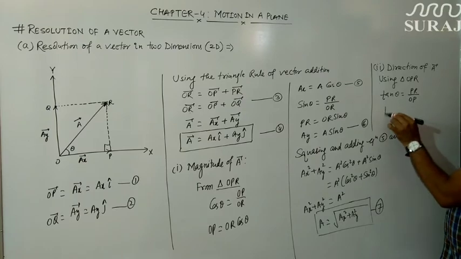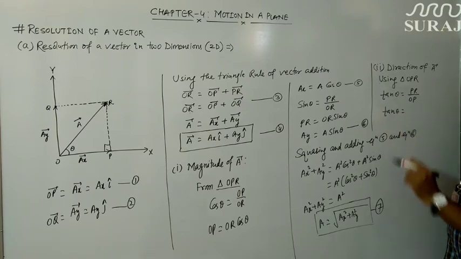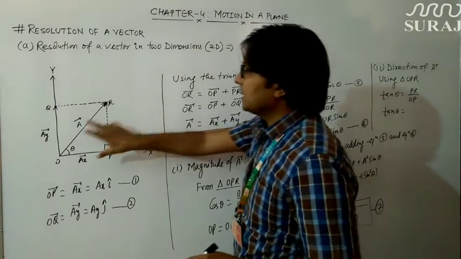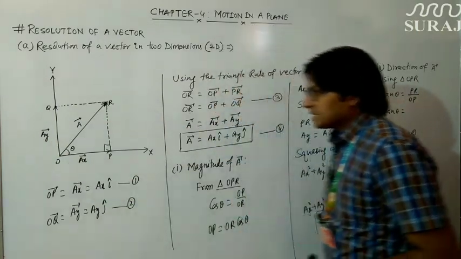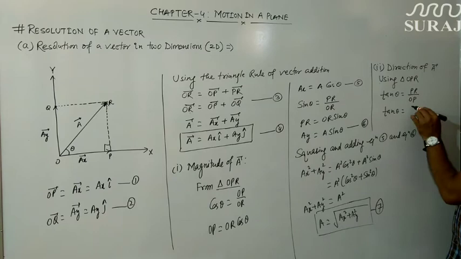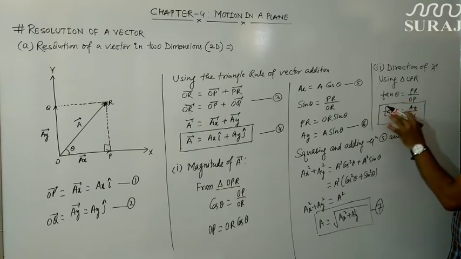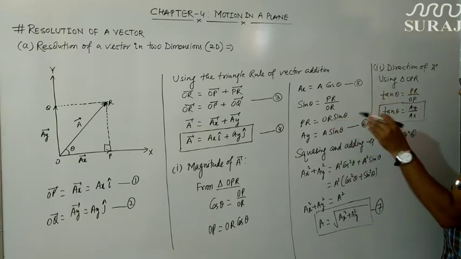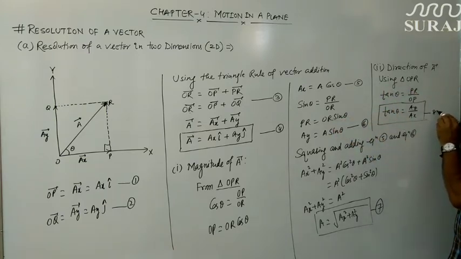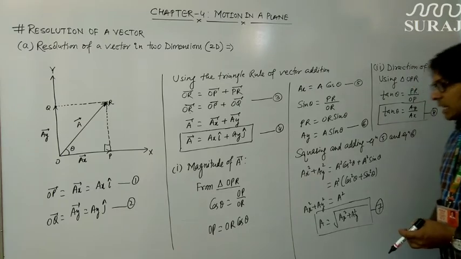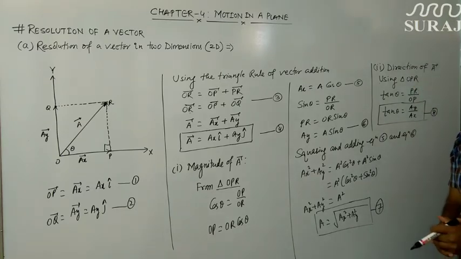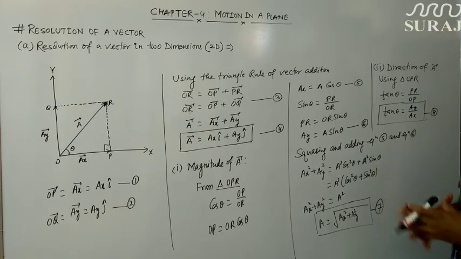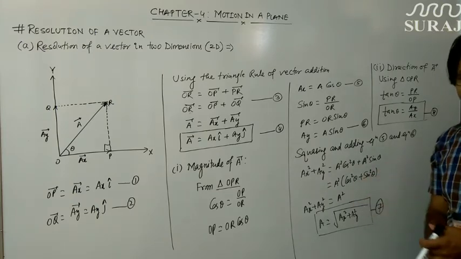And from here, if I put the value of PR and OP, what is PR? PR is AY and OP is AX. So AY upon AX we can say. So using this formula, we can find out the value of theta, which is the angle made by resultant of A vector with the x-axis. So this is suppose equation 8. So this is how we can resolve a given vector in two rectangular components or two perpendicular components.